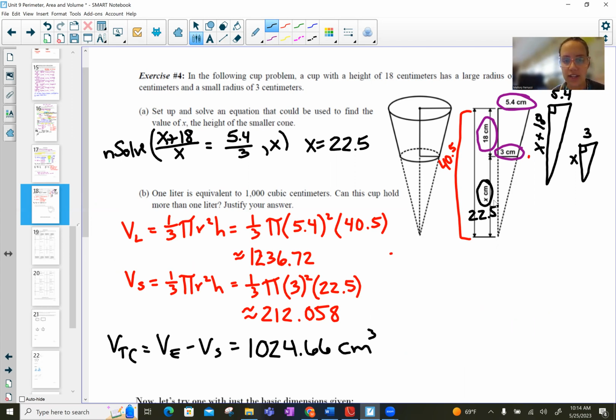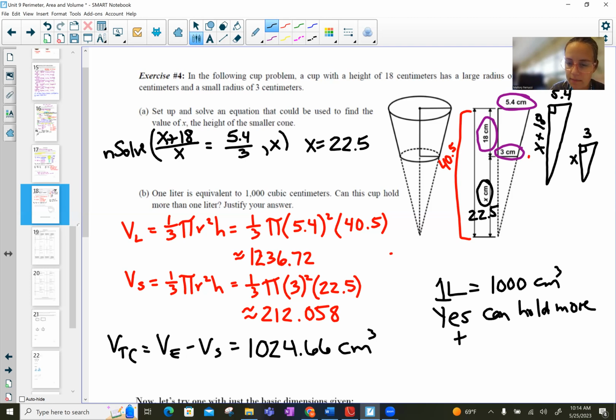However, that's not the final question that they're asking. They're saying 1 liter equals 1,000 cubic centimeters. This holds over 1,000 cubic centimeters, so it can hold more than 1 liter. So this is yes, it can hold more than 1 liter. All right, all right, all right.